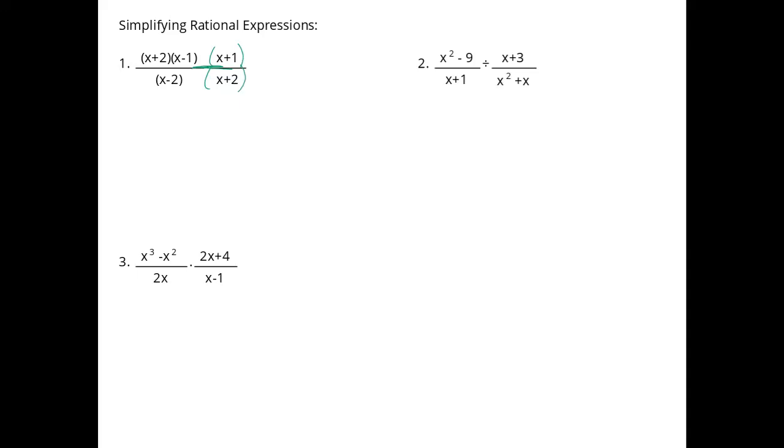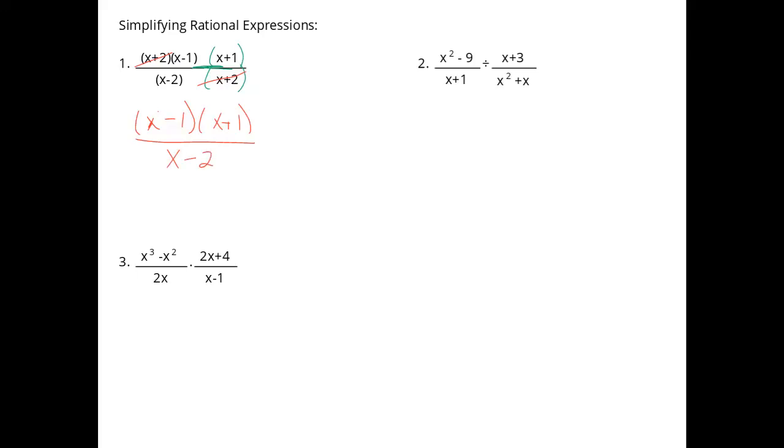And now really what I'm looking for is factors that are the same top and bottom. So I see an x plus 2 here and here. And then beyond that, I don't see anything else. So the final answer for this one would simply be x minus 1 times x plus 1 all over x minus 2. There's nothing else that they have in common.